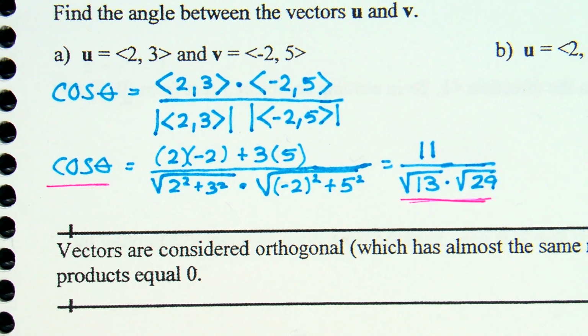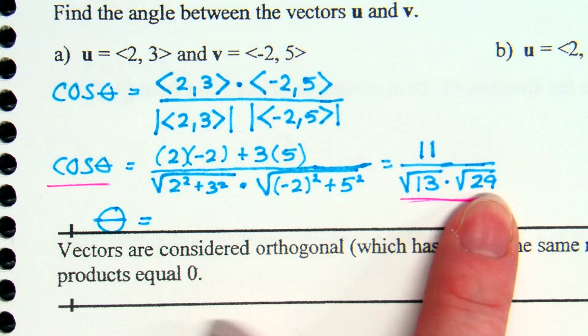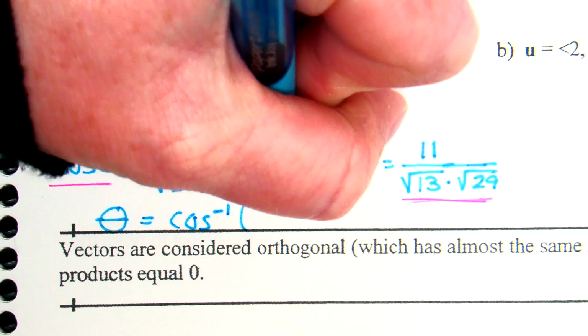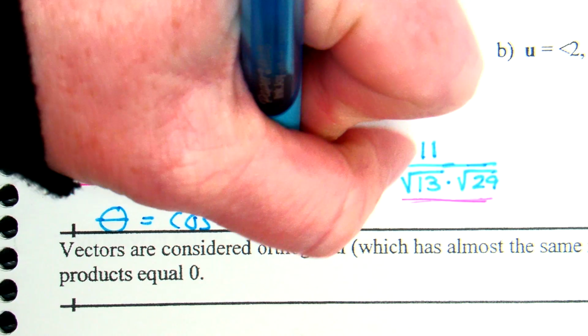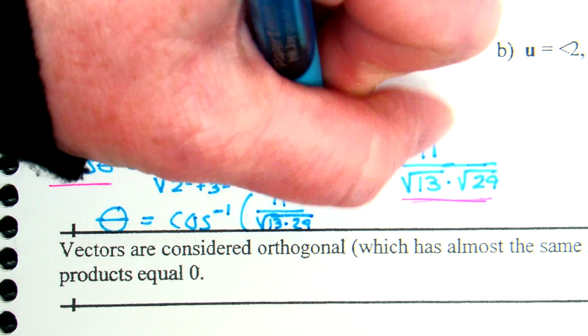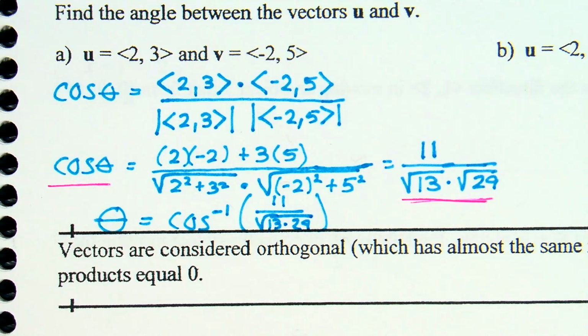Okay, so if it's cosine theta equals that fraction, in order to find theta, we're going to do cosine inverse of that fraction, which is 11 over square root of 13 times square root of 29. I could do the math, but realize a square root times a square root, as long as they're both square roots, you can just multiply them. So it's the square root of 13 times 29.